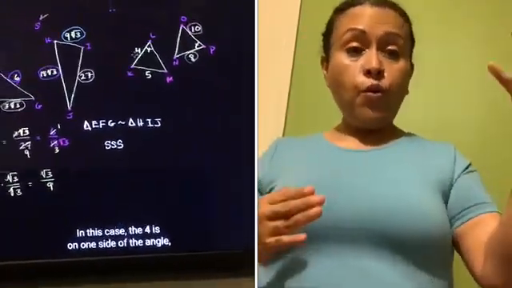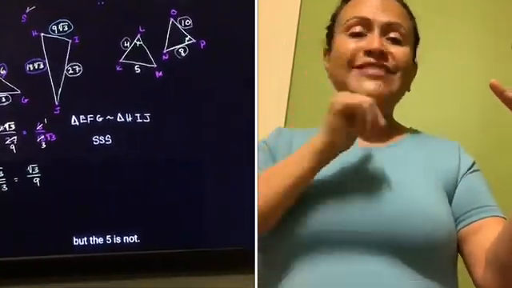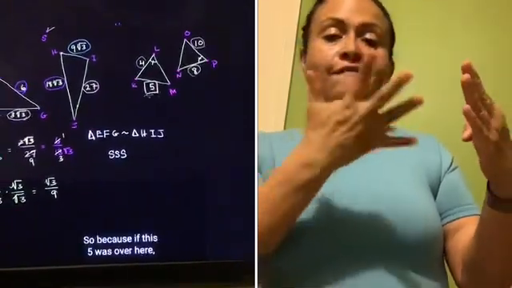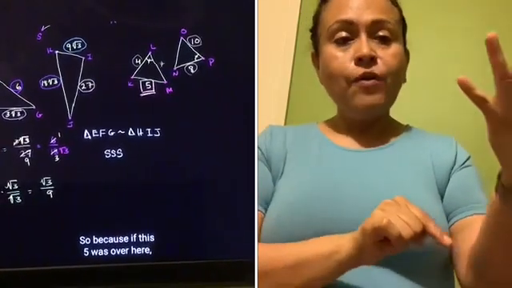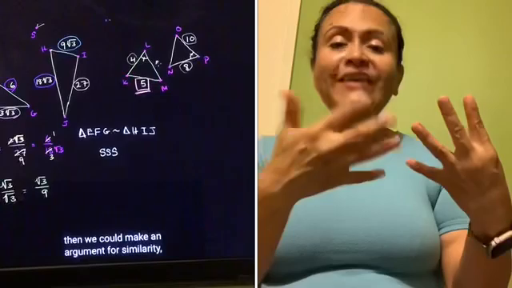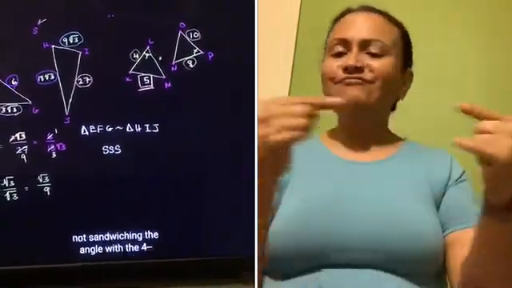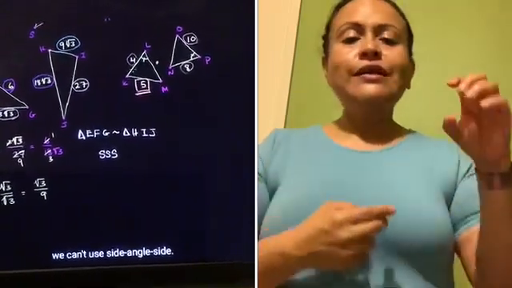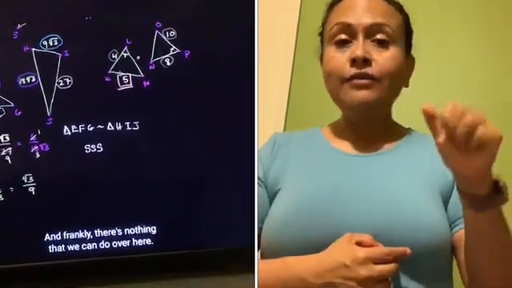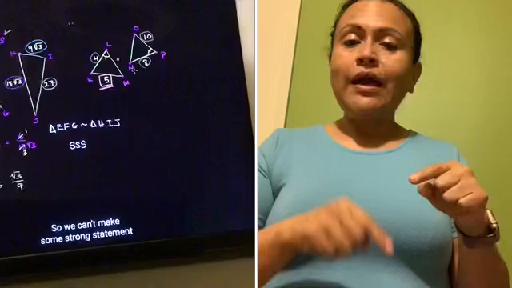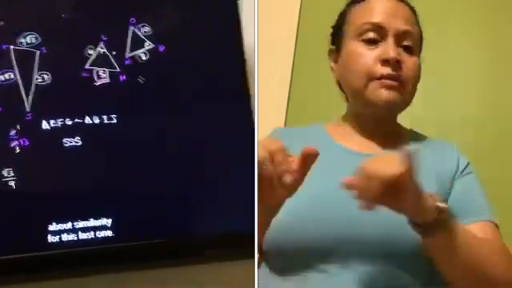In this case, the 4 is on one side of the angle, but the 5 is not. If this 5 was over here, then we could make an argument for similarity. But with this 5 not being on the other side of the angle, it's not sandwiching the angle with the 4, so we can't use side angle side, and frankly, there's nothing that we can do over here. So we can't make some strong statement about similarity for this last one.